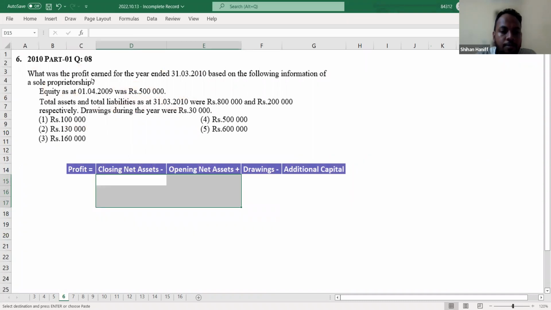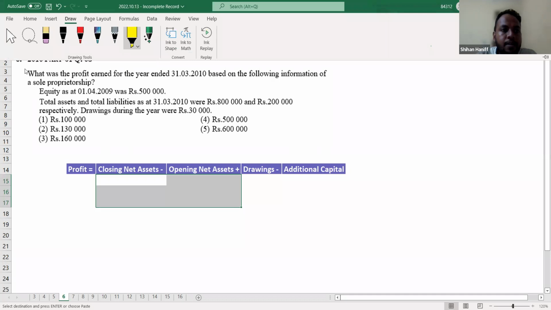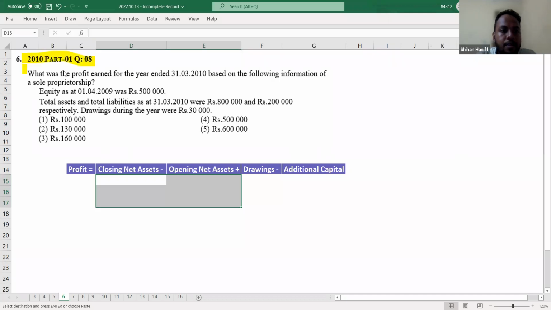Right. So this is 2010, part 1, question number 8. What was the profit earned for the year ended 31st March 2010 based on the following information of a sole proprietorship? There is equity 500,000, total assets and liabilities 800 and 200, drawings 30,000. Tell me the answer. What was the profit earned? You need to find out the profits.